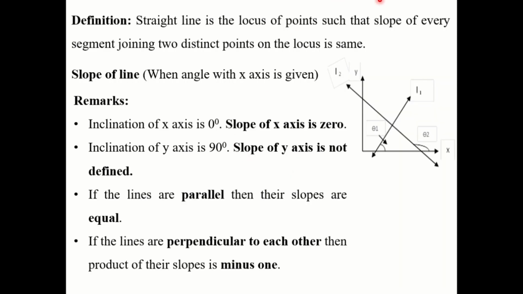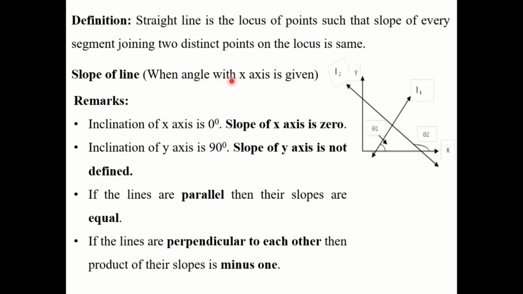See, first of all we are going to see the definition of a straight line. What is meant by a straight line? A straight line is a locus of points such that the slope of every segment joining two distinct points on the locus is the same. That geometrical condition is satisfied by that locus of points. That's why we call it a straight line.